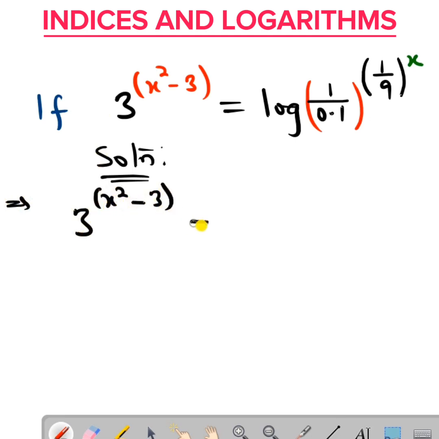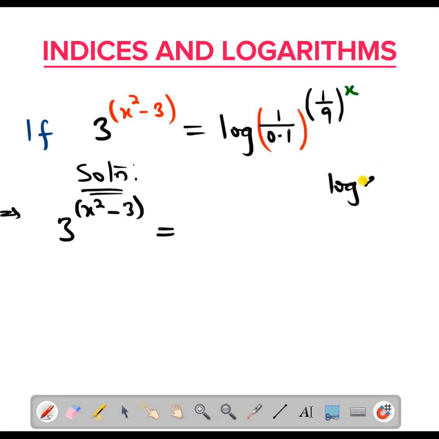Okay, but on the right hand side there are two things we can do. One, we can try to simplify this, but before doing that, or while we do that, remember that there's a rule that says if I have log x to the power of n, it is the same thing as bringing down the power to multiply the log. Okay, and that's what I'm going to apply here. I'm going to bring down the power of everything here, which is 1 over 9 raised to the power of x, and that is now going to multiply our log. Okay, so this will multiply log 1 over 0.1.